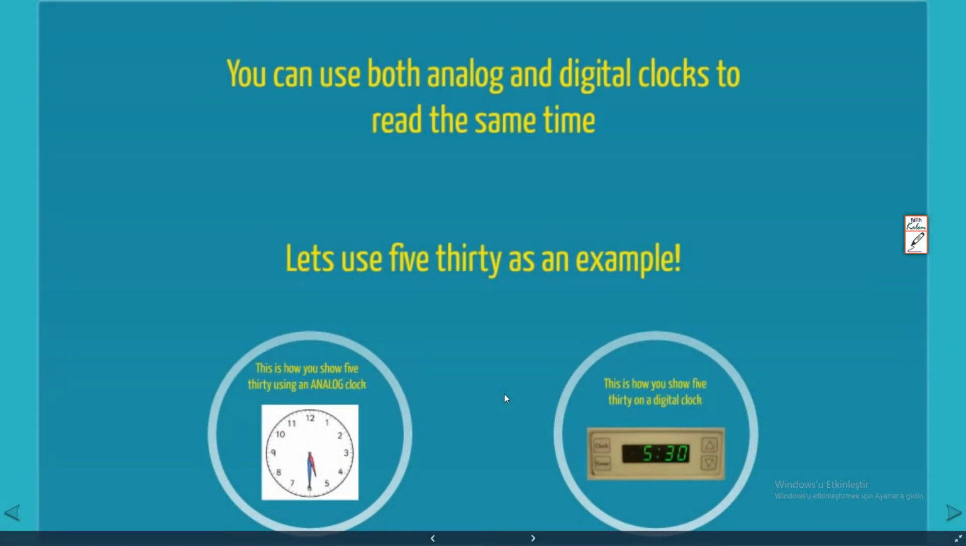And you can use both analog and digital clocks to read the same time, because analog and digital clocks at the same time can show us the same time, because the time is the same. We can never change the time. We can never play with the time.